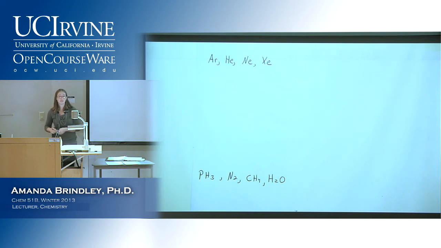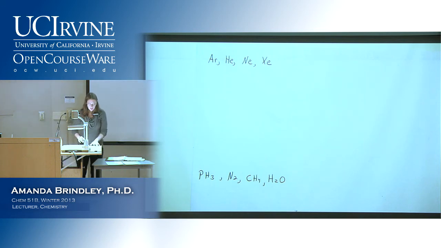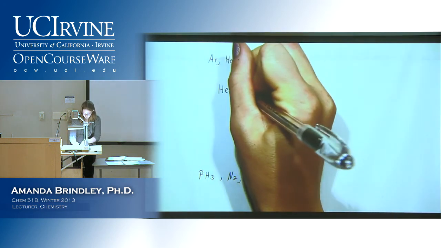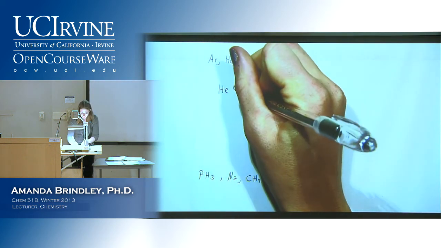Polarizability, right? The amount that you can move the electrons around goes up. Okay, so let's rank these. So what one would be our lowest then? Helium. And then we would just go down the periodic table.